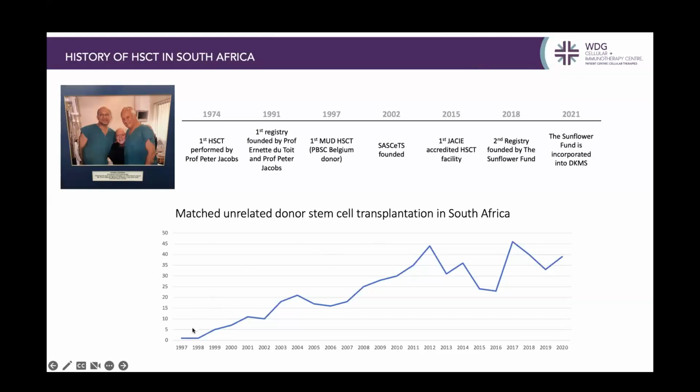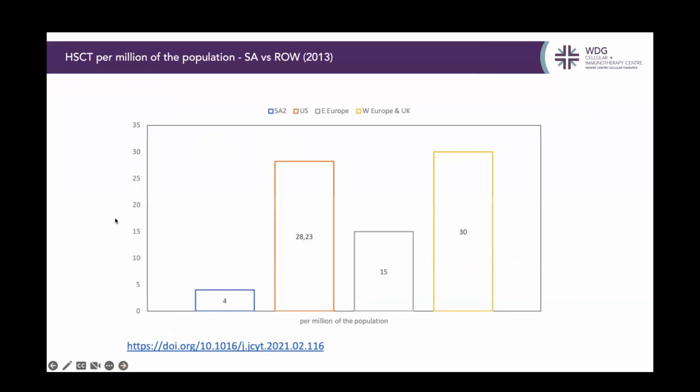And then if you look at the trend from 1997 to 2020, matched unrelated donor stem cell transplants have increased dramatically over time, thanks to Professor Peter Jacobs. Now, where do we stand in terms of transplants per million of the population versus the rest of the world? So this is data based on 2013. So yes, South Africa does about 4 per million of the population versus the United States that do 28.23, versus Eastern Europe that do 15, and then Western Europe and the UK do 13.